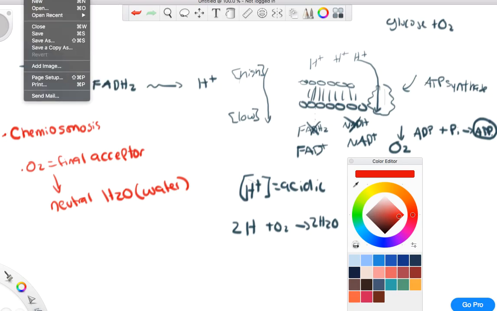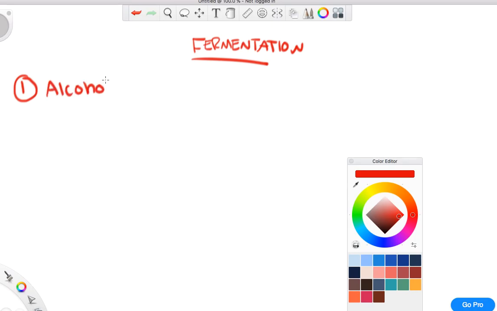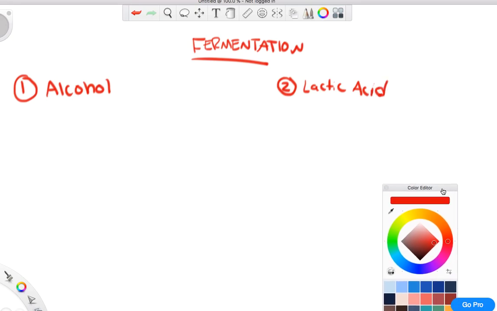The last thing I want to do is fermentation. Fermentation, sorry. Don't know why I can't spell today. All right, so there's two types. So one is going to be alcohol, and two will be lactic acid. All right, I'm going to move this down.